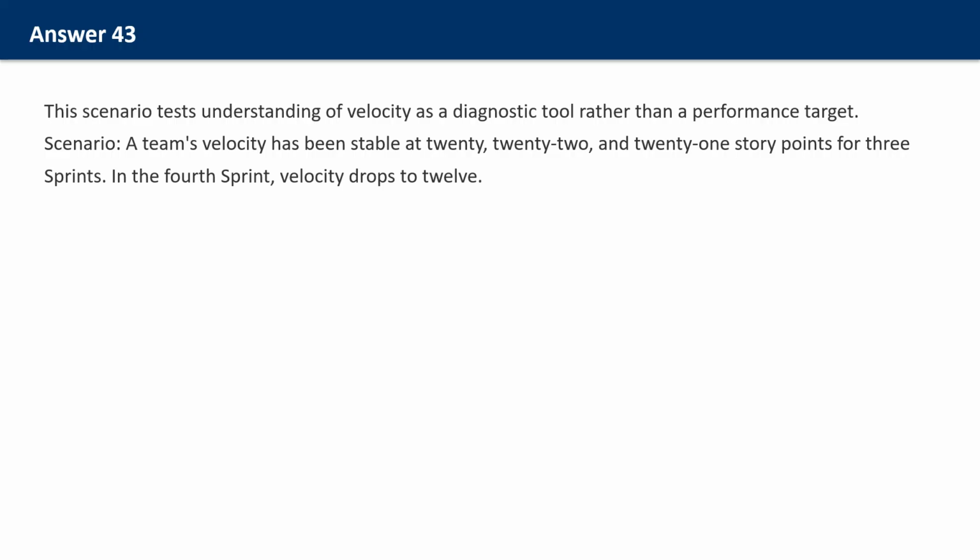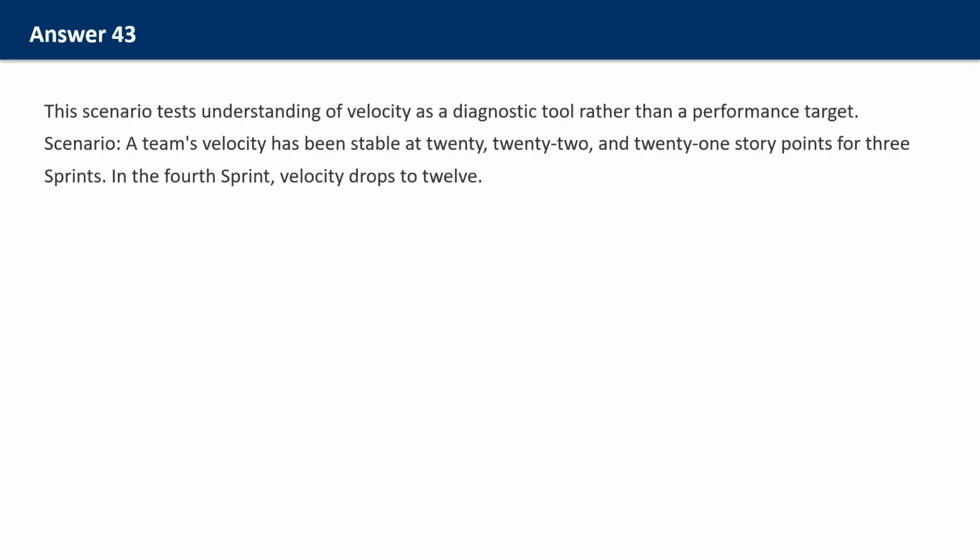The investigation should be curious, not accusatory. The goal is understanding, not blame. Once the cause is identified, the team can decide whether action is needed. If the cause is temporary, like illness, no systemic change is required. Next sprint will likely recover.